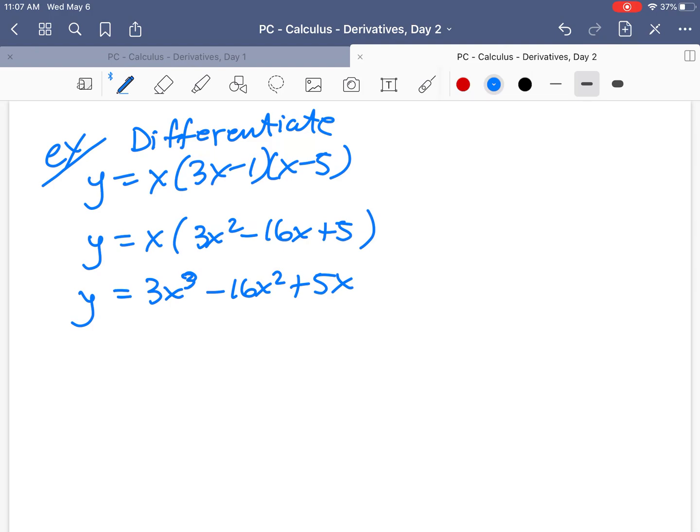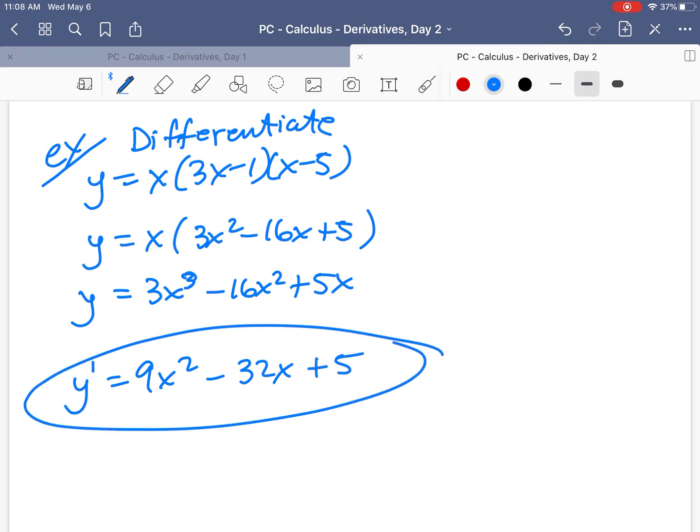So again, I haven't done my derivative. All I've done is fixed my problem so it looks better. All right, so let's do my derivative now. 3 times 3, I get 9x squared. Then 16 times 2, 32x, and then plus 5.